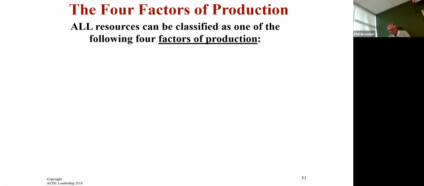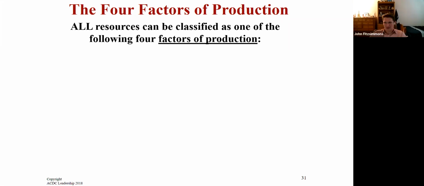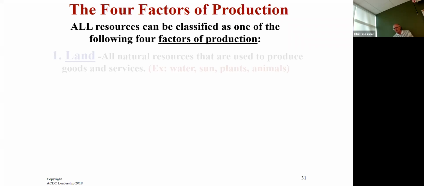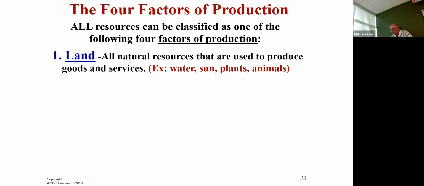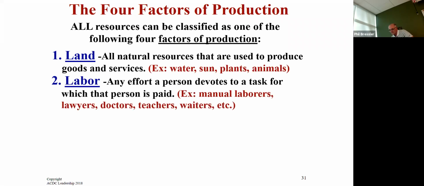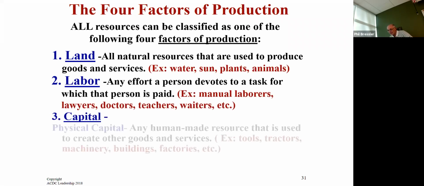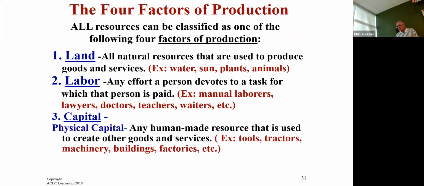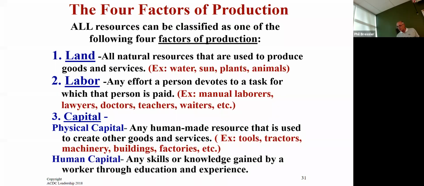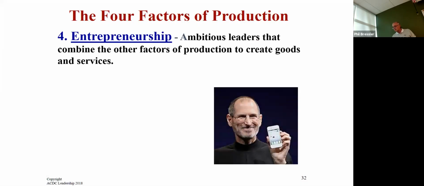Entrepreneur, is that it? Entrepreneurs, there we go. Good job. We got land, natural resources. We got labor. We've got capital, again, things that make things: tools, machines, buildings, factories. And then we have human capital. By the way, the AP exam uses human capital a ton, but it's just capital, any skill. Again, that's you going to college. And then the 4th one is entrepreneurs.